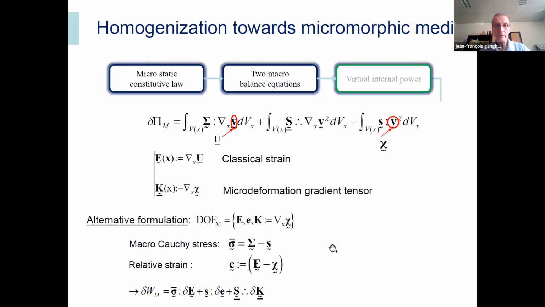internal forces, which can be written in two different ways. Either we use here the classical strain, so the gradient of macro displacement. We use chi, which is a micro deformation and its gradient, or we use the relative strain, and we use also the macro Cauchy stress, which will be dual to capital E. So we get an expression which is a variant of this one, but which basically contains the same information.